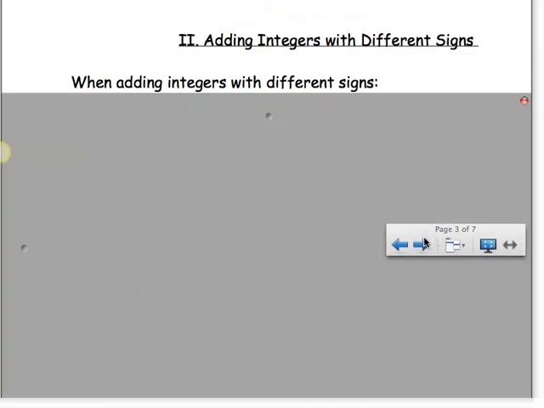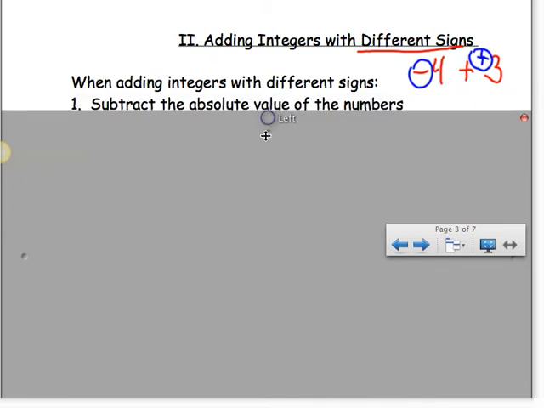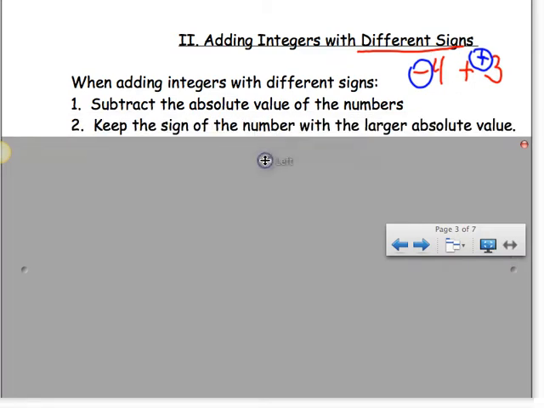Now we're going to look at what you do when you add integers with different signs. So that, for example, would be adding something like -4 plus 3. The rules are going to be different since one is a negative and one is a positive. In order to add integers with different signs, the first step is to subtract the absolute value of the numbers. So you kind of ignore the negative sign for a second, and you subtract them. The second step is to keep the sign of the number with the larger absolute value.